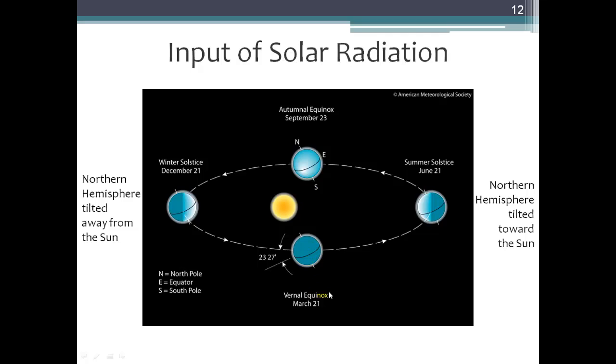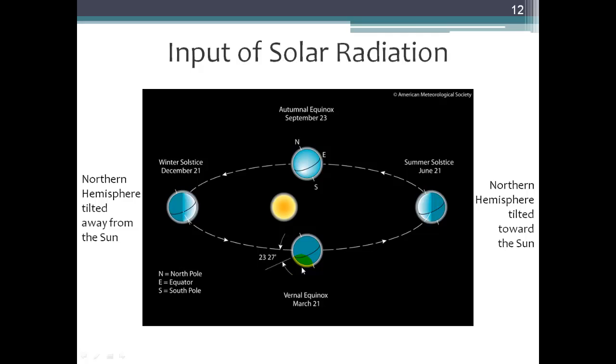On the vernal equinox, the Earth's orientation to the Sun is such that all locations are receiving 12 hours of day and 12 hours of night. The Sun is going to be directly overhead the equator at that time of the year.